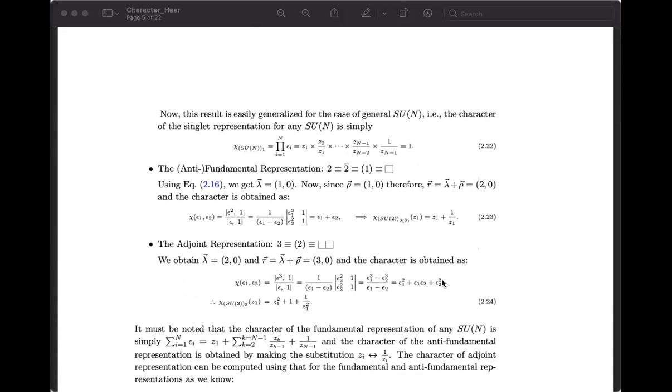Now, for the fundamental representation, which is an equivalent representation to the anti-fundamental for SU2, it is defined as a single box, and the Dynkin level is 1. So the lambda vector is 1 comma 0, and rho for SU2 will always be the same, 1 comma 0. It is not going to change with respect to the representation. It is very much fixed by the group. So r will be lambda plus rho, equal to 2 comma 0.